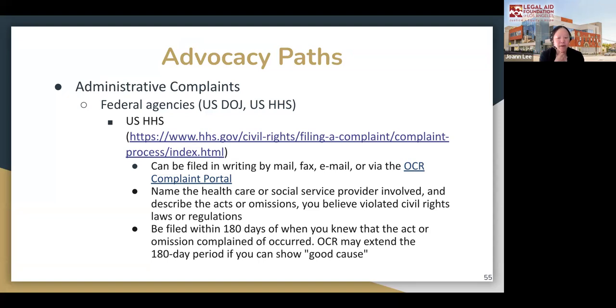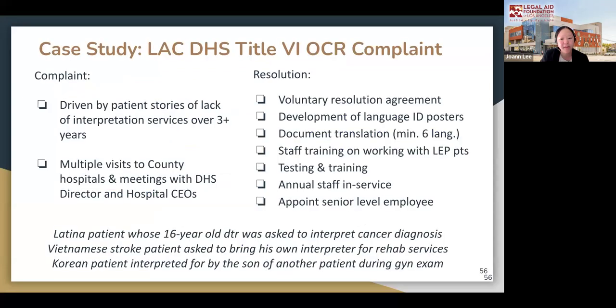Sometimes we have filed these as an organization, because our resources are being taken away because we are having to provide the language services. So if individuals are reluctant to be named, there are different ways around that as well. So I'm going to turn it back to Heng Lam to talk about a very specific example of a complaint that was filed with the U.S. Department of Health and Human Services Office for Civil Rights.